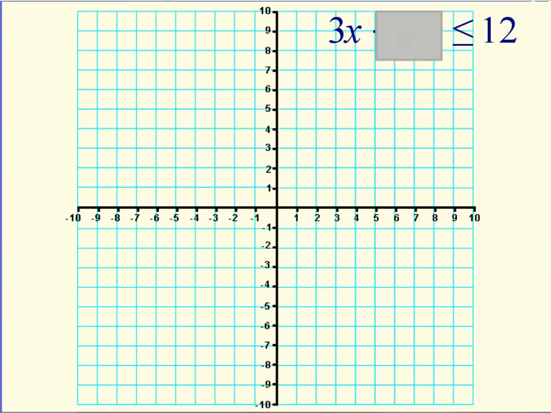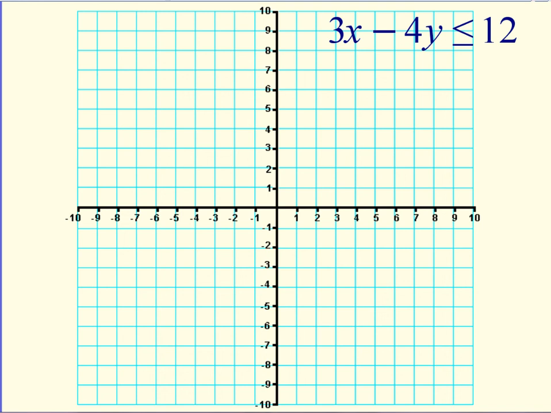Let's do one more. This time, let me move that out of our way. This time we have an inequality that's in standard form. The x and the y are on the same side. This is not slope-intercept form this time.